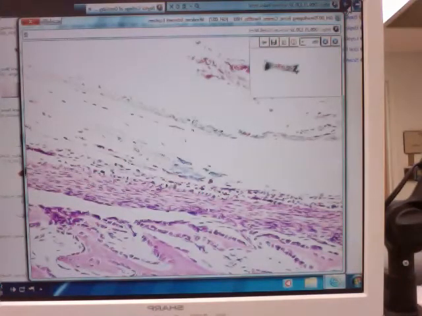Trabecular bone is lamellar bone. I mean, it can be woven or lamellar.